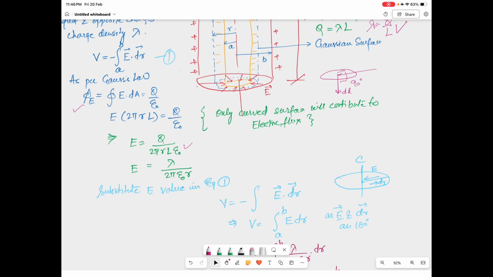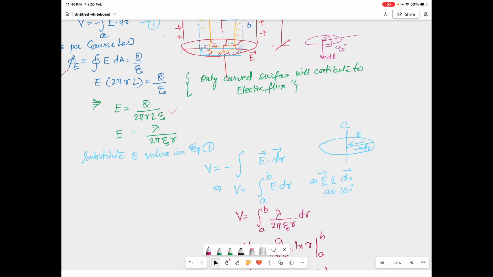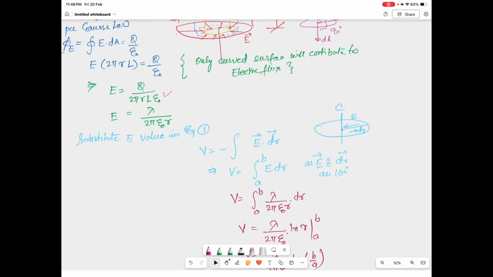Now, by using the relation of electric potential and electric field, and putting the value of E which we have obtained from Gauss's law, between A to B, lambda upon 2 pi epsilon naught R into dr. Here you can see that we are going in the outward direction from A to B, and the electric field is inward. So there is an angle of 180 degrees. So 180 degrees means the minus sign cancels out and this will become integral A to B E dr.